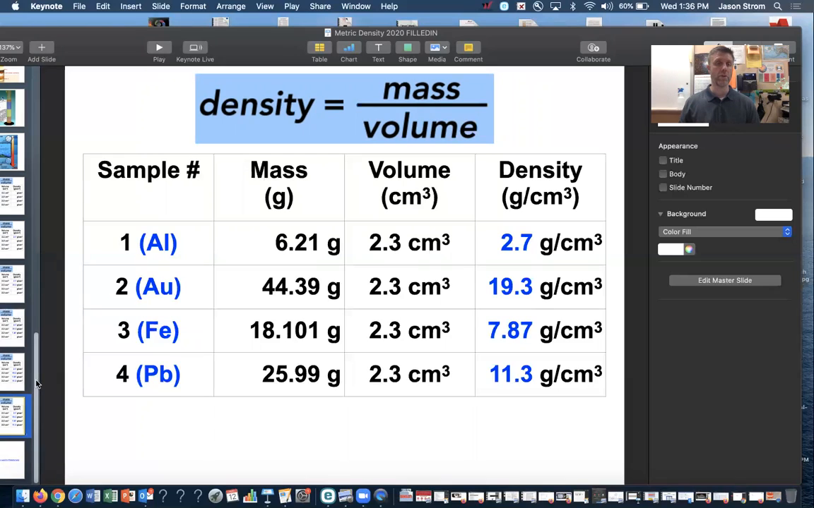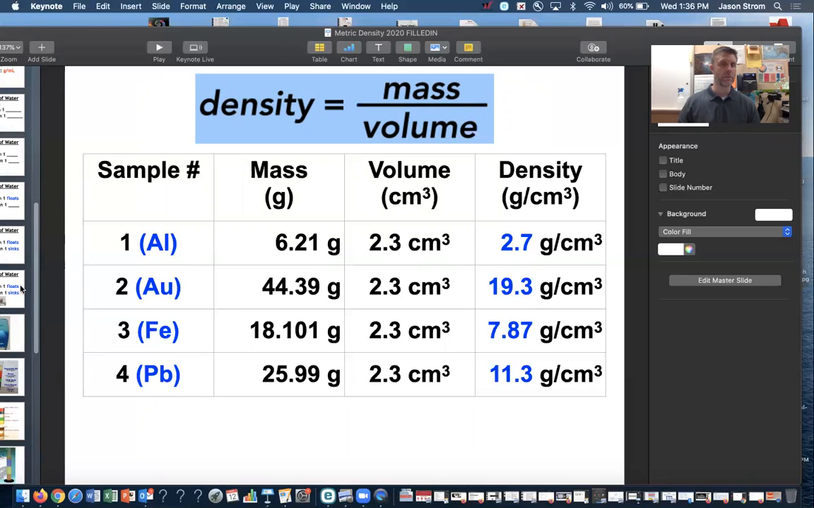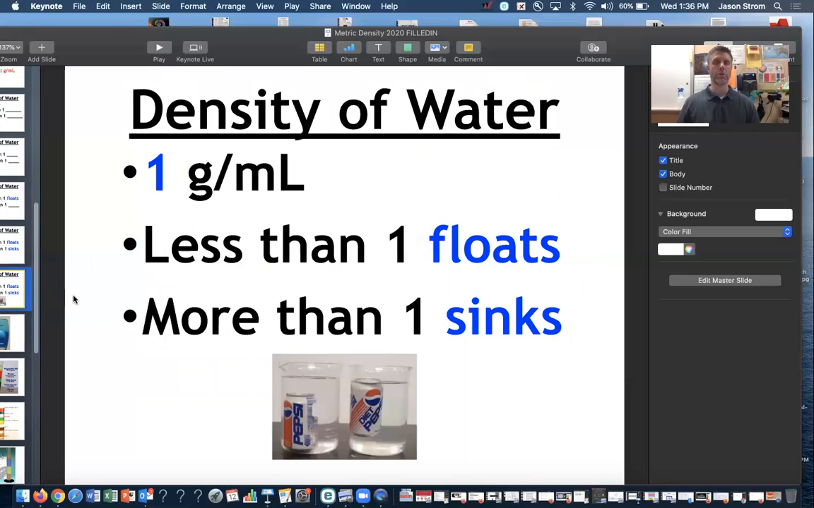All right, so I have one more little thing. Thinking about this one with water, if something has a density greater than water, it sinks. Something with a density less than water floats. It doesn't only work for water. It works with any sort of liquid.